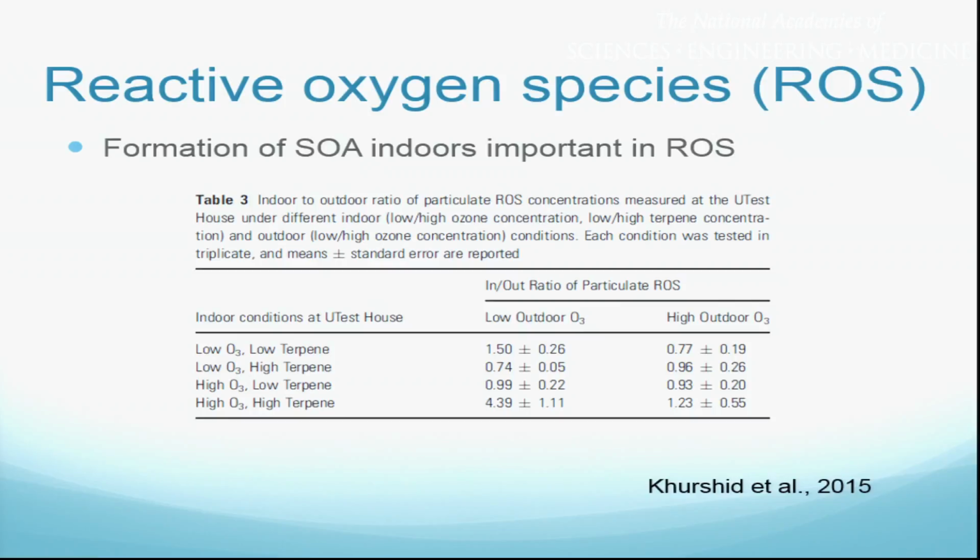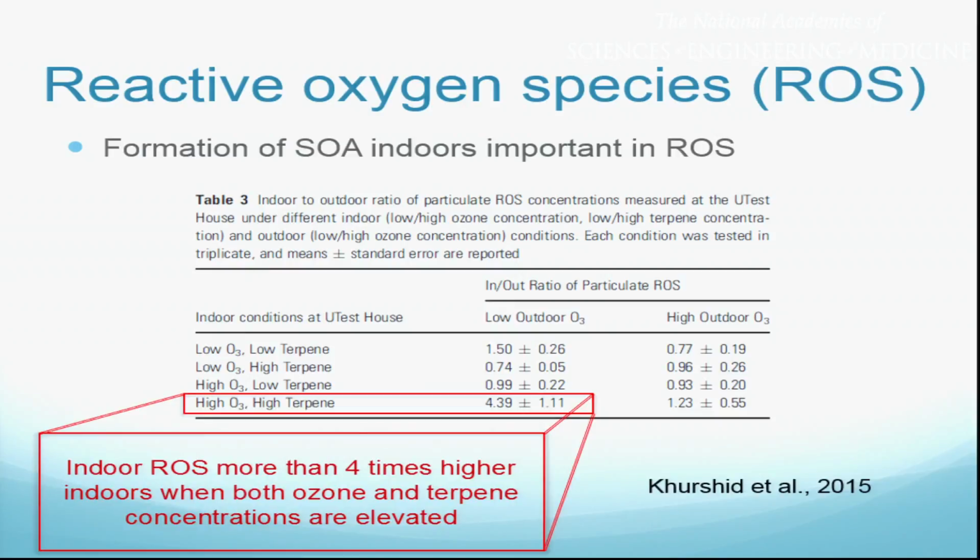In this particular experiment, they introduced high ozone and high terpene levels to a test house. And let me know if I get anything wrong. What they found was that under those conditions, they saw a much higher ROS concentration than outdoors, consistent with the idea that a lot of peroxides are formed in these cleaning events. Also, Phil Hopke and the group at Clarkson have also seen these ROS species being generated.